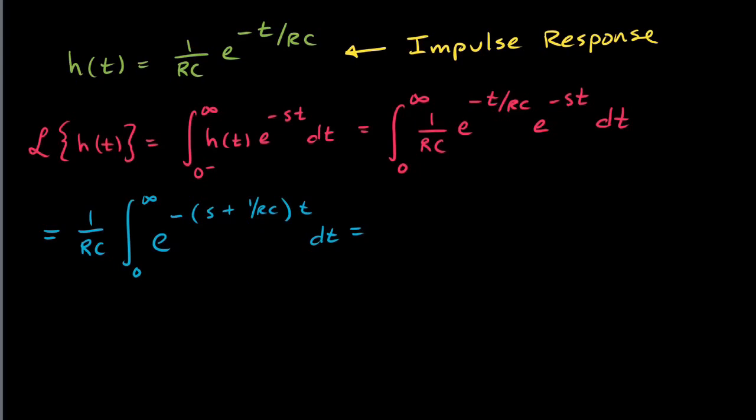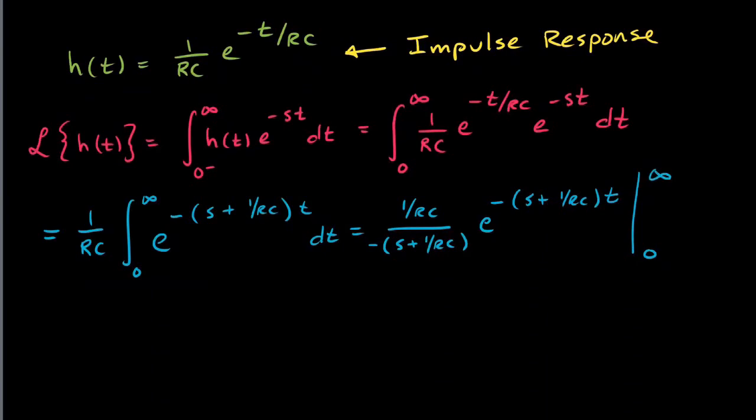And so that's going to give me, I'm going to bring this exponent down, right? I got to divide by that when I do the integral. So I'm going to write that as 1 over RC divided by a negative s plus 1 over RC, right? And then I'm going to multiply that times e to the minus s plus 1 over RC times t, which I have to evaluate on my limits of integration.